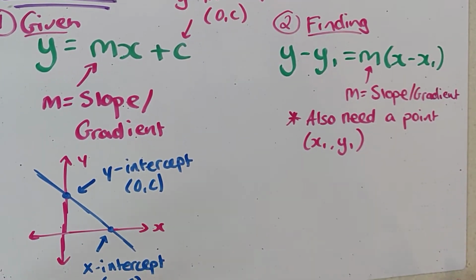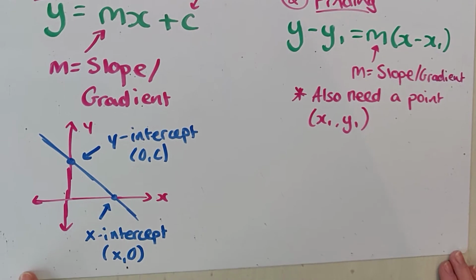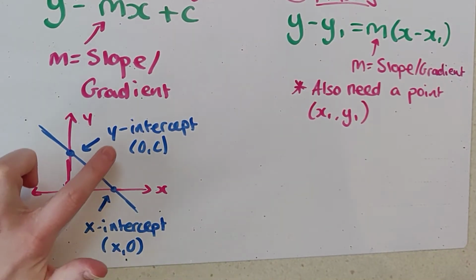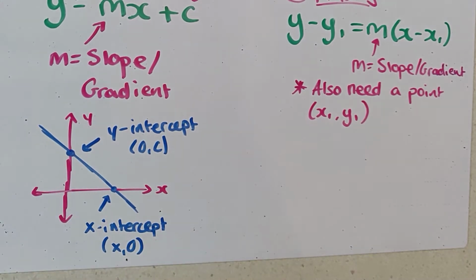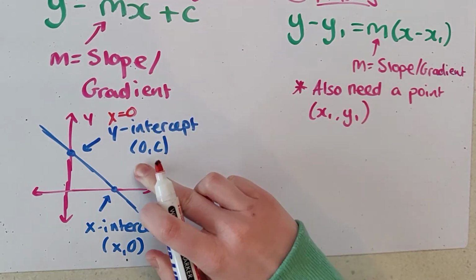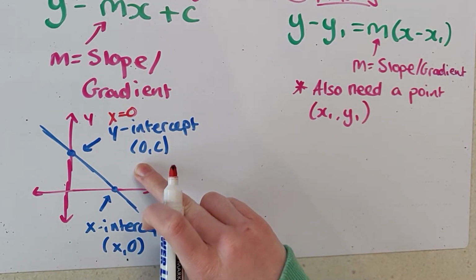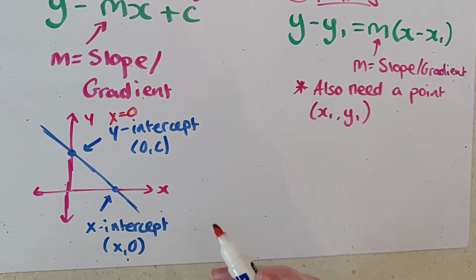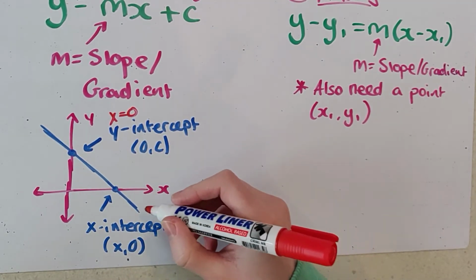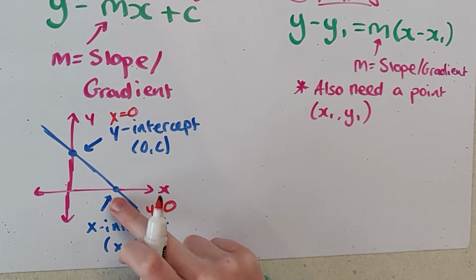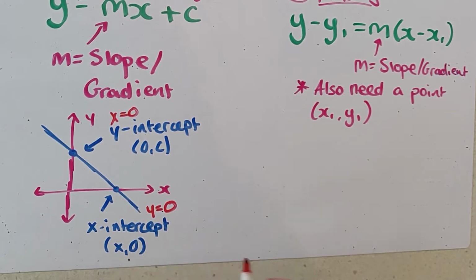Now, just to remind you, when you have a graph with an x and a y-axis, the point where it crosses the y-axis is called its y-intercept. And when it crosses the y-axis, we know that x is equal to 0, which is why 0 is our first coordinate for x, and c, or the value for y here, is our second coordinate. When a line crosses the x-axis, we know that y is equal to 0, which is why our coordinate here has a y value of 0. And whatever this value is here would be our coordinate for x.